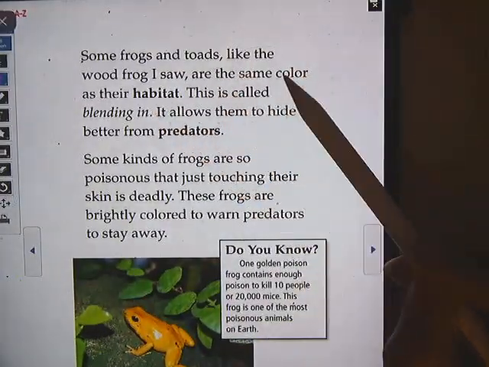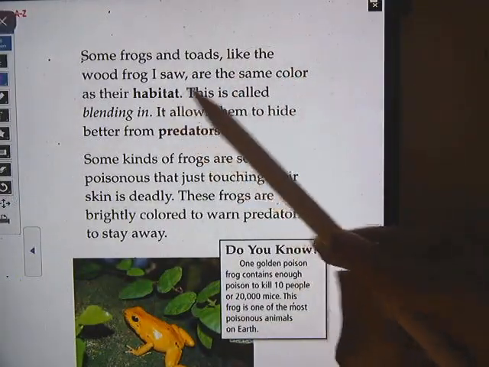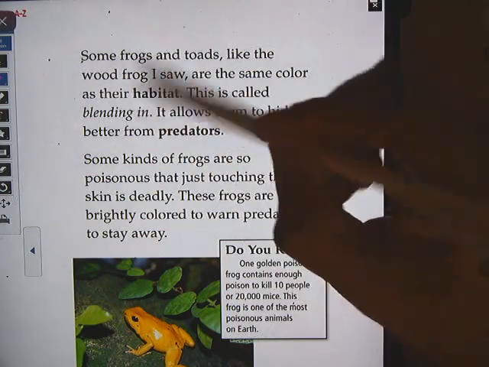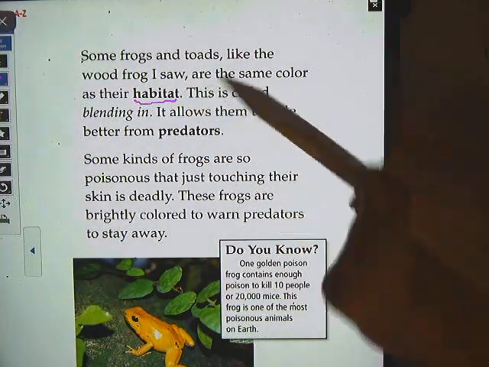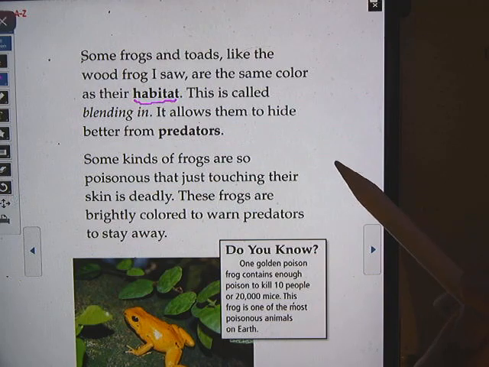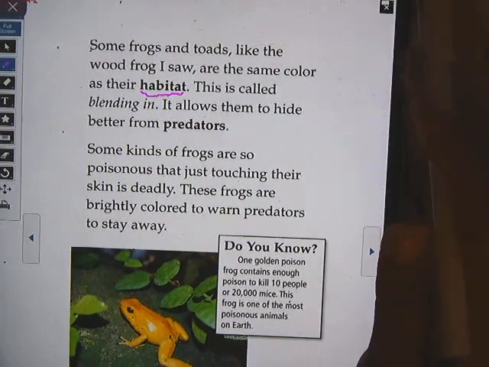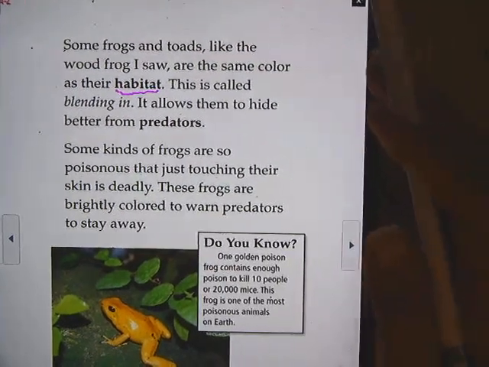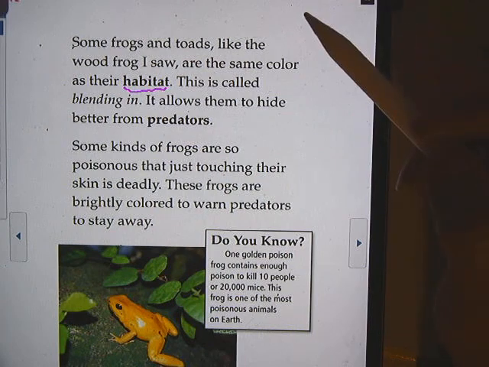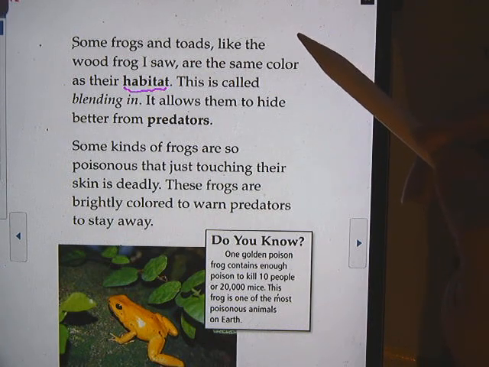Some frogs and toads, like the wood frog I saw, are the same color as their habitat. Remember, habitat's where they live. It's their environment. So the wood frog had a lot of brown. So I would say its environment must be surrounded by a lot of browns.